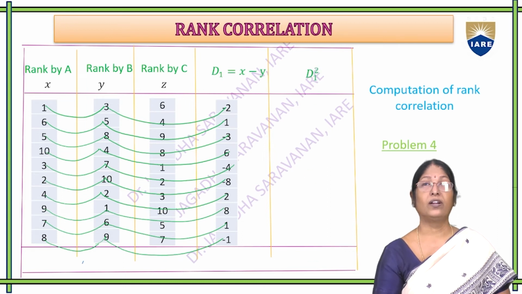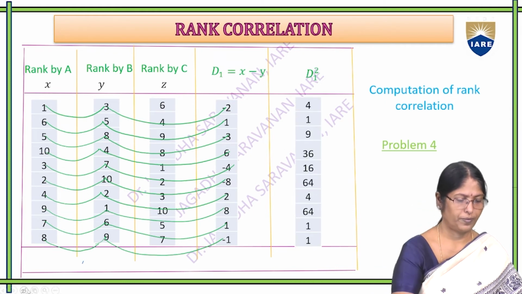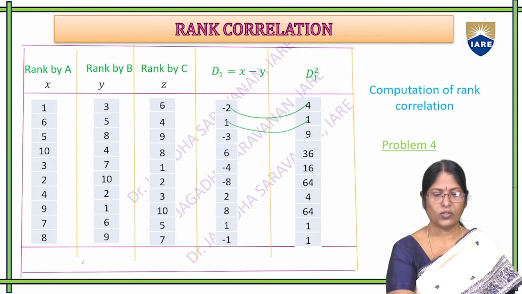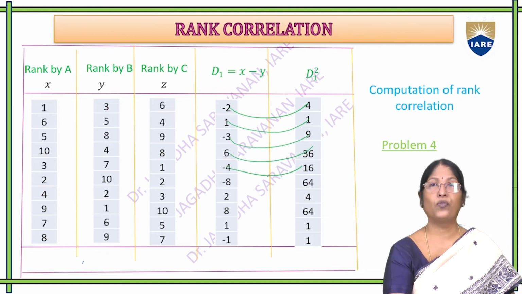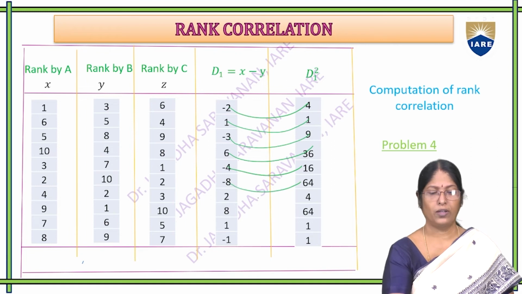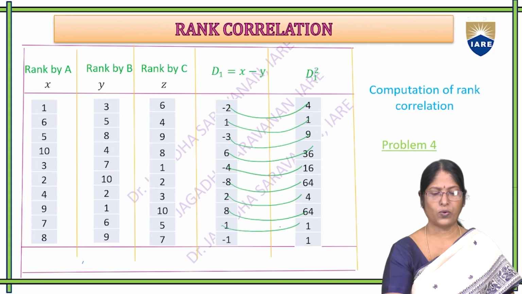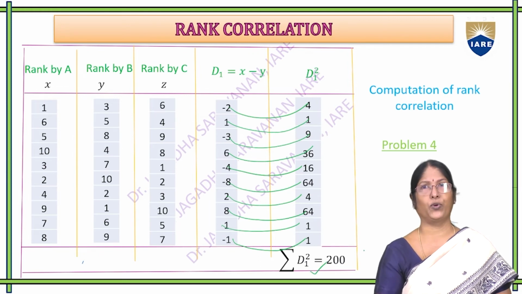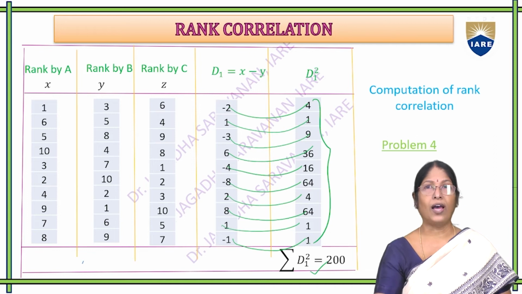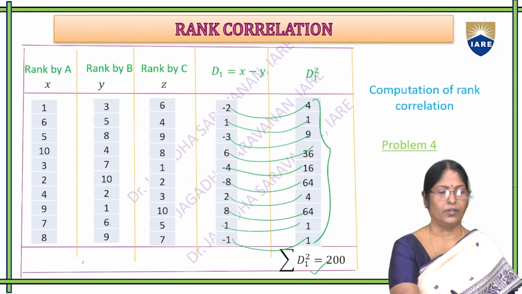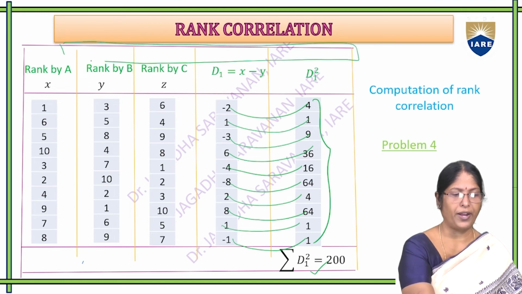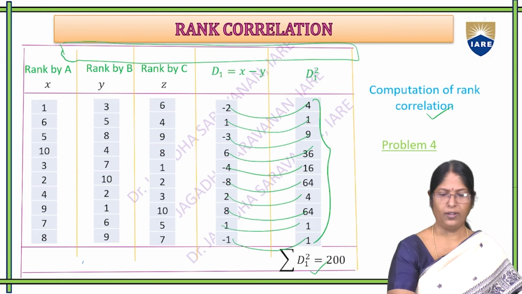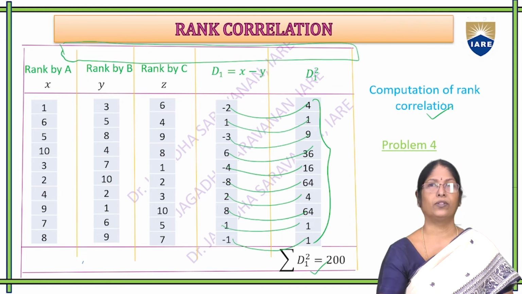we have written. Next our target is D1 square. So you can see it, minus 2 square, 1 square, minus 3 square, 6 square, minus 4 square, next minus 8 square, 2 square, 8 square, 1 square, minus 1 the whole square. The next summation D1 square. Completely we have to do the summation, and we obtained 200. The table heading is computation of rank correlation. That actually is to be placed here, but for space adjustment purposes it is kept aside.